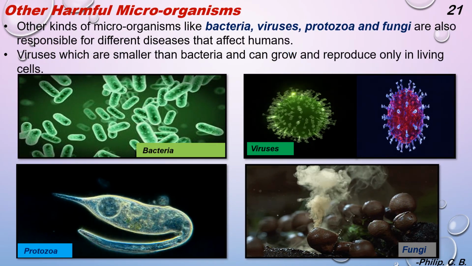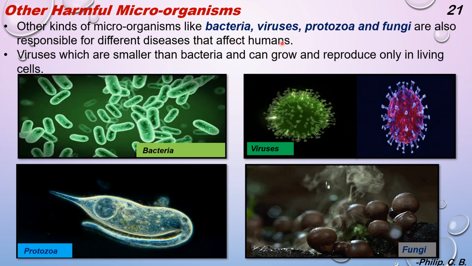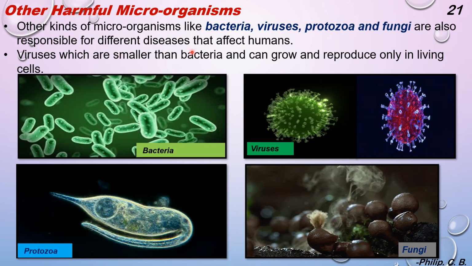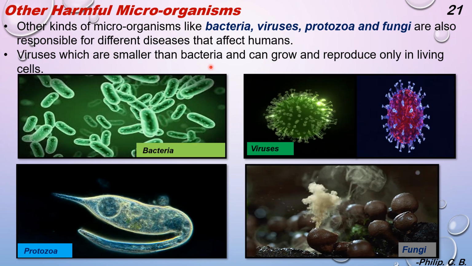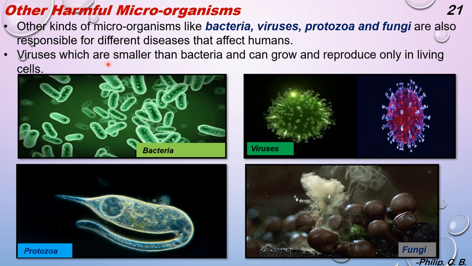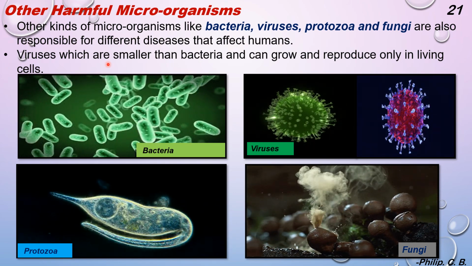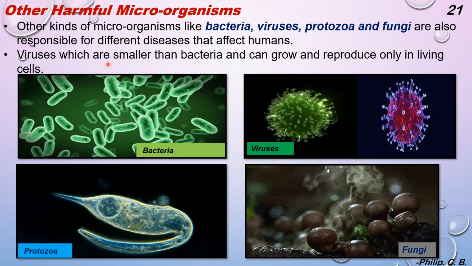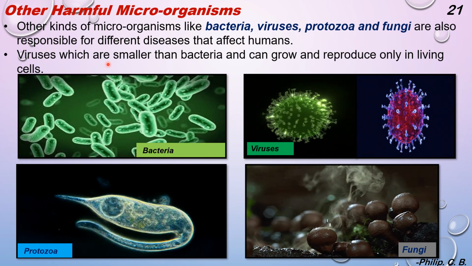Other than this, other kinds of harmful microorganisms like bacteria, viruses, protozoa and fungi are also responsible for different diseases that affect humans. Viruses are smaller than bacteria and can grow and reproduce only in living cells. So there are various microorganisms which are harmful as well, like bacteria, some of which we have already seen, viruses which can cause health effects, as in the present pandemic, protozoa and fungi as well, as we have seen in the earlier slide.